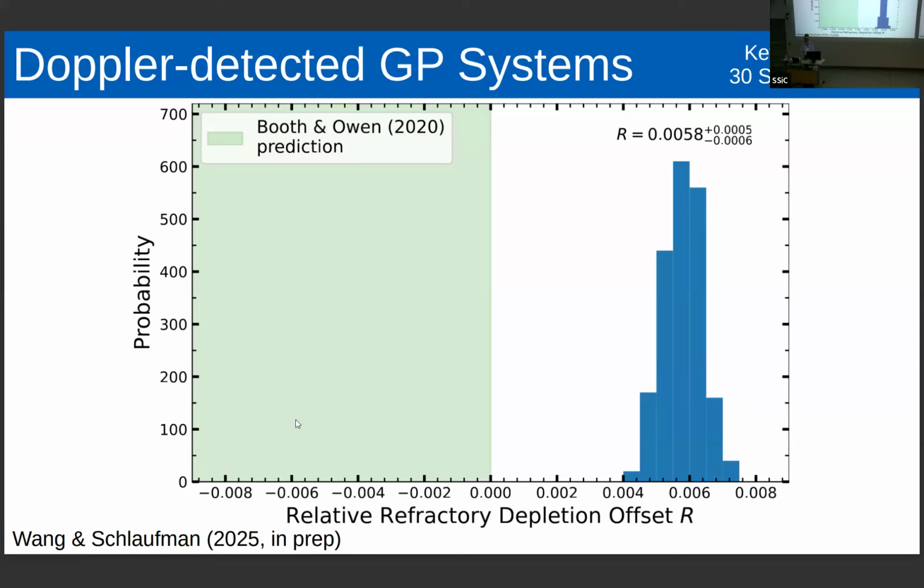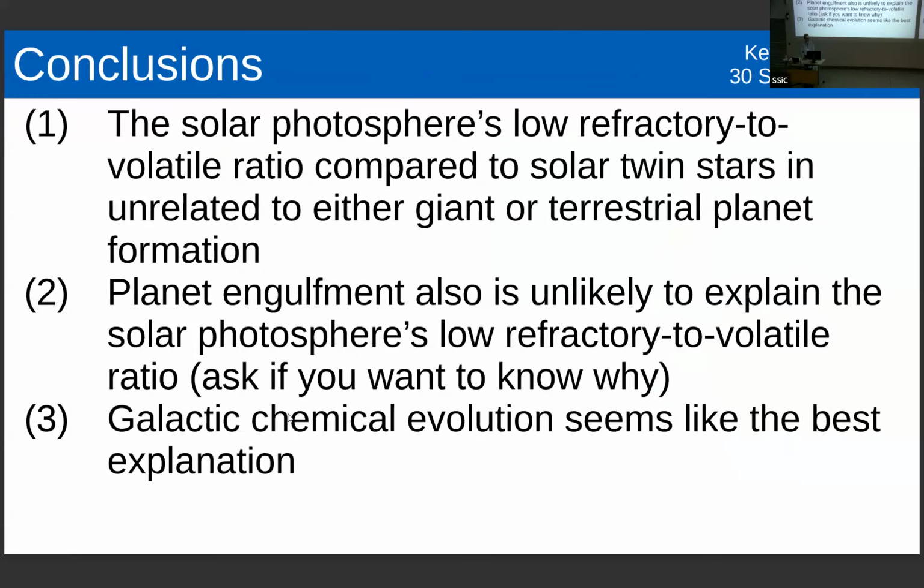So our conclusion is that neither terrestrial planet formation nor giant planet formation is responsible for the apparent refractory depletion of the sun. Giant planet formation is not the answer, terrestrial planet formation is not the answer. I don't have time to go into it, but it's also the case that we think planet engulfment is not the answer, and so we think galactic chemical evolution is the best explanation for the apparent chemical abundance differences between the sun and nearby solar twin stars. So I'll leave my conclusions up and I'll happily take questions.